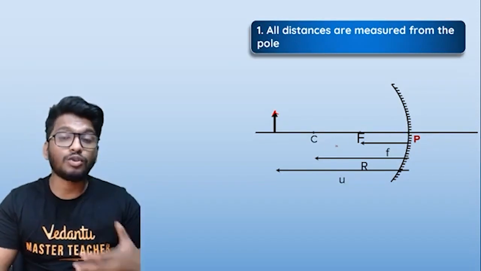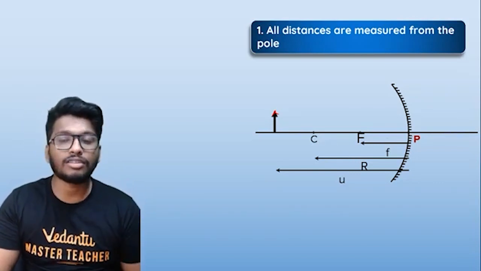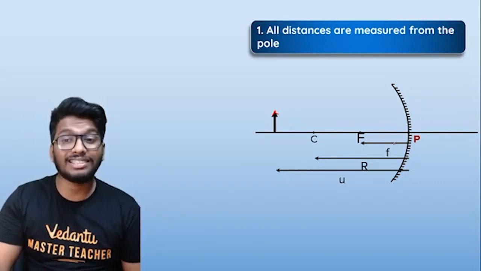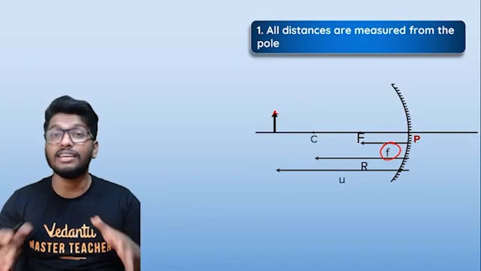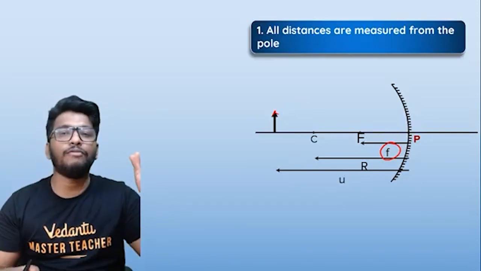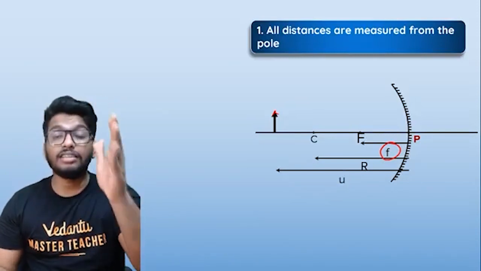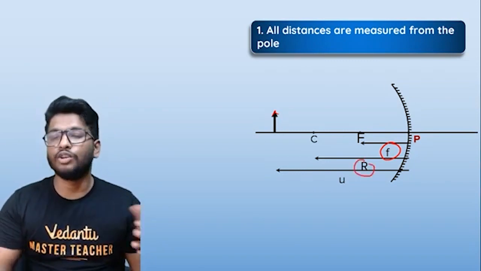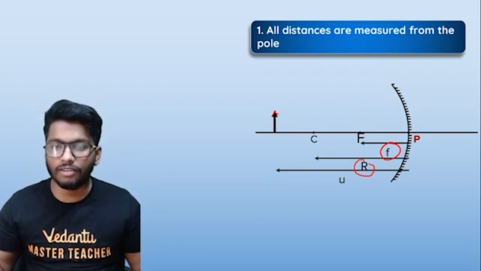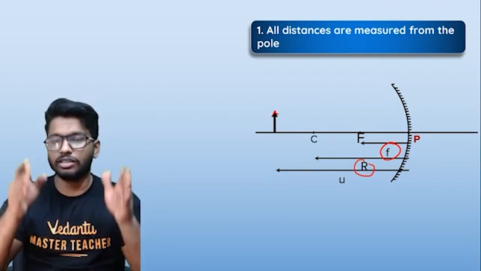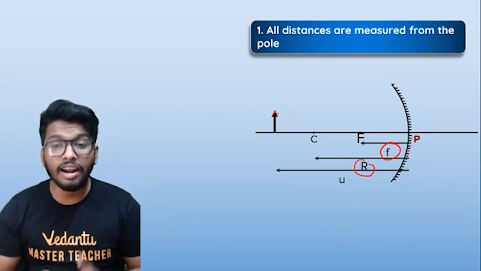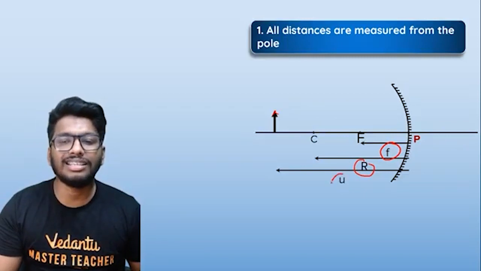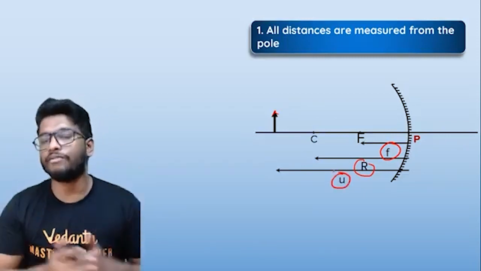So this distance to the focus is called the focal length, which is represented as small f. That is the distance between the pole and the focus of the mirror. And r, the distance from the center of curvature to the pole, is called the radius of curvature, which is represented as r. And u is nothing but the distance of the object, again from the pole itself.